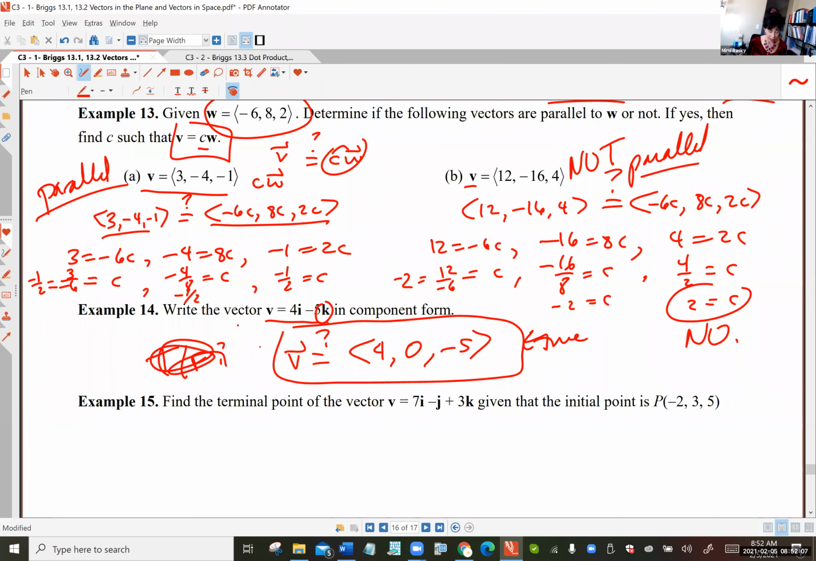Now, full disclosure here, I prefer component form. I prefer component form for the following reason. You are now ready for me to tell you why. When I look at component form, there's never any confusion about whether it's a 2D or a 3D vector, because it's clear how many components the vector has, and that corresponds to the dimension that the vector lives in.